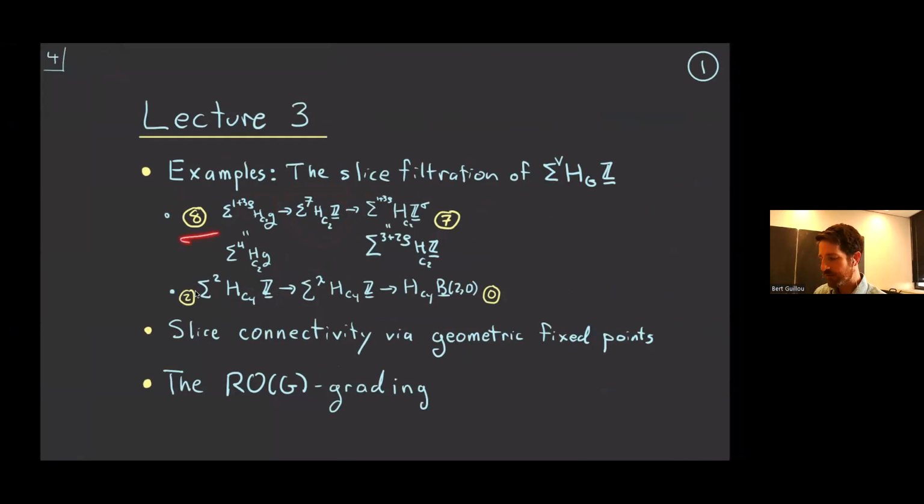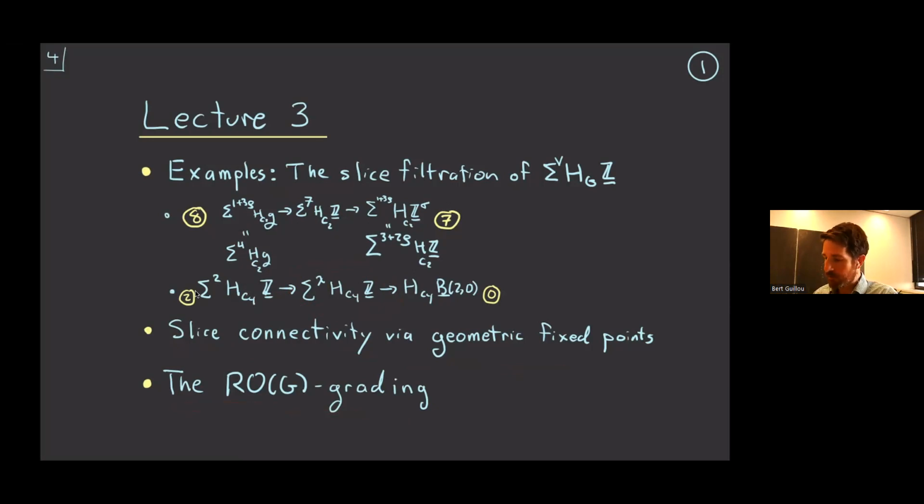We found it had an 8 slice and a 7 slice. Another example we did was the lambda suspension of the C4 equivariant HZ. In this case, it turned out that the slice filtration coincided with the Postnikov filtration. We also talked about the Hill-Yarnall slice connectivity result via geometric fixed points, so via the ordinary connectivity of the geometric fixed points. And then finally, we talked about RO(G) grading, and in particular, we saw how this entered into the slice spectral sequence for the example of KR.